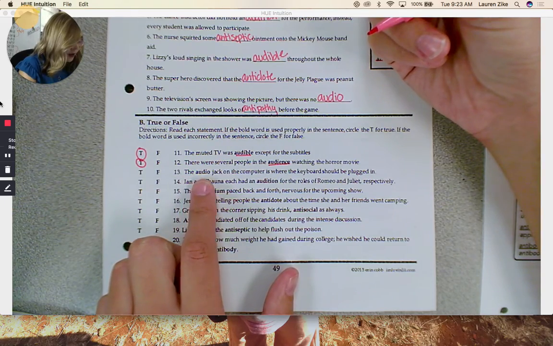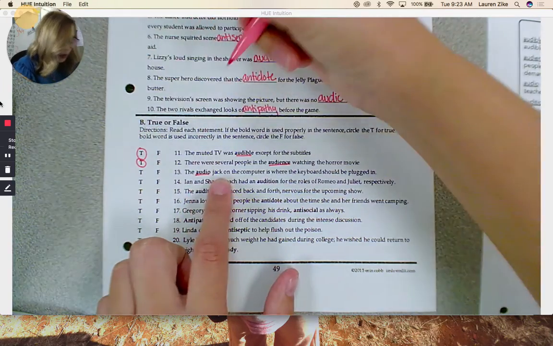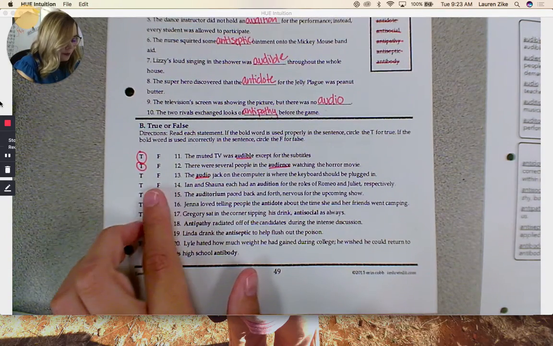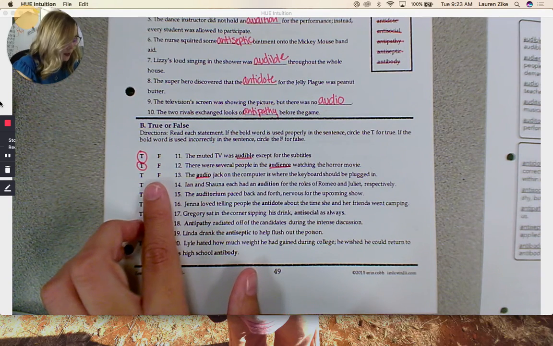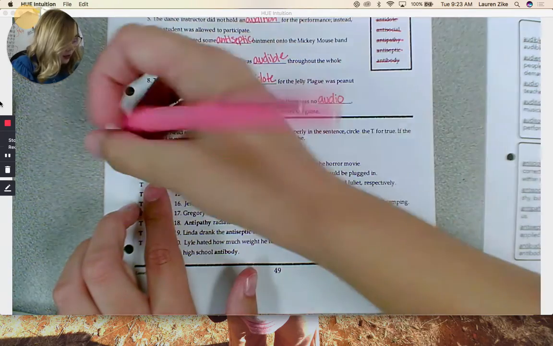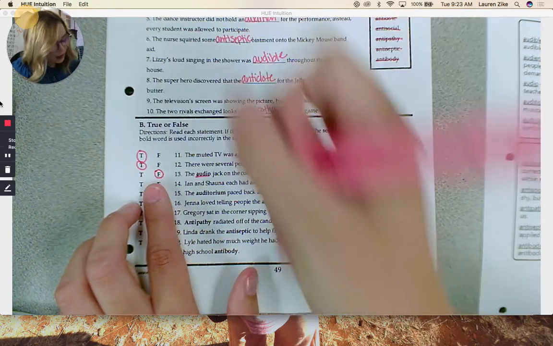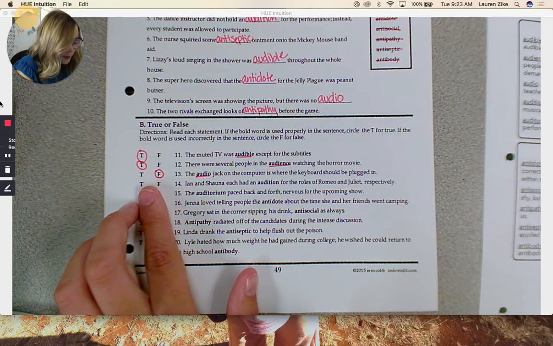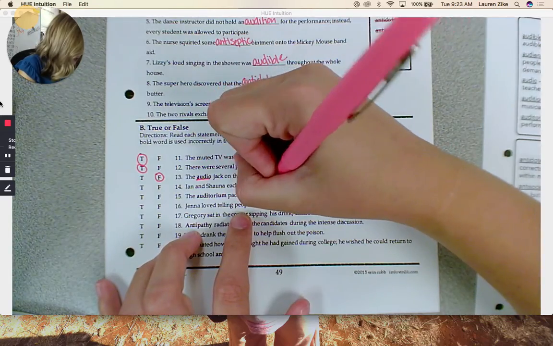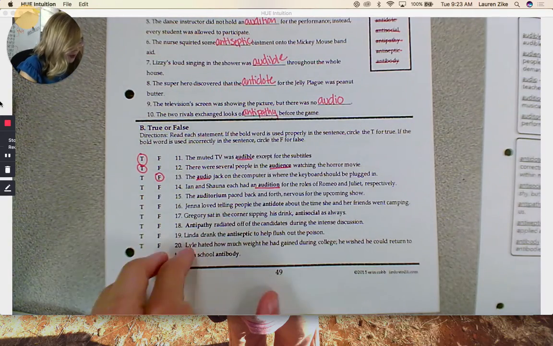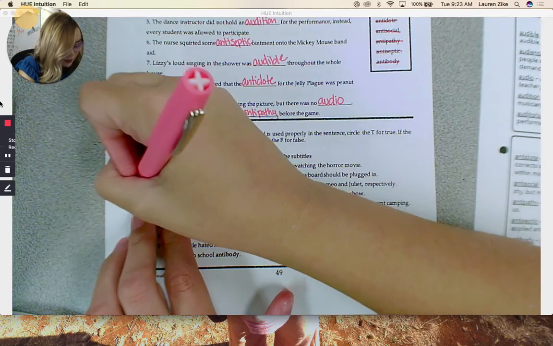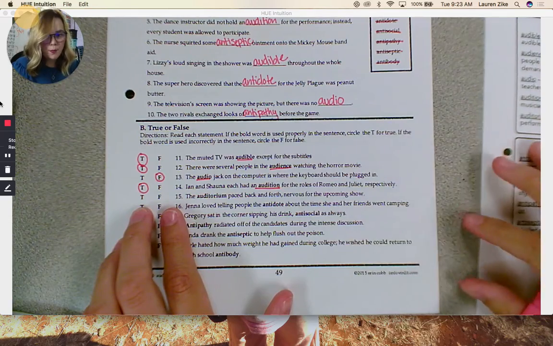Number 13, the audio jack, or the audio port on the computer is where the keyboard should be plugged in. Remember that audio means like sound, so like the sound that you hear on a recording, and you wouldn't plug a keyboard into that place. Number 14, Ian and Shauna had an audition for the roles of Romeo and Juliet, respectively. That word is used correctly, so we'll circle true.